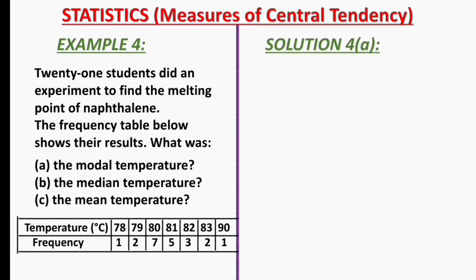The solution to question 4a, talking about the modal temperature. From the frequency table, the modal temperature is 80 degrees Celsius. Because of all the temperatures, 80 degrees Celsius has a frequency of 7, which is the highest or greatest frequency.